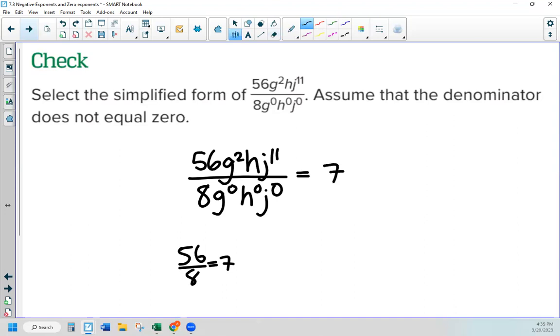And remember that this is a 7, not a 1/7. So a 7 means that it's going to be in our numerator, our top. All right, so what goes next? I'm going to go ahead and cross out 56 and 8 because that's pretty much what I took care of.